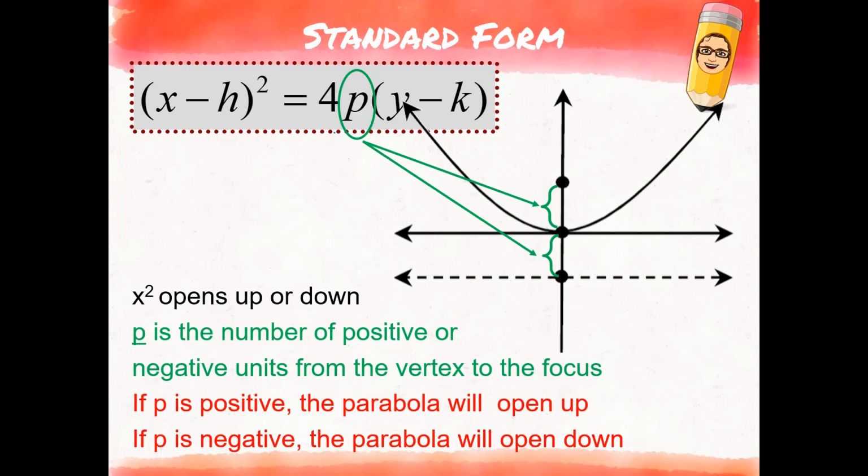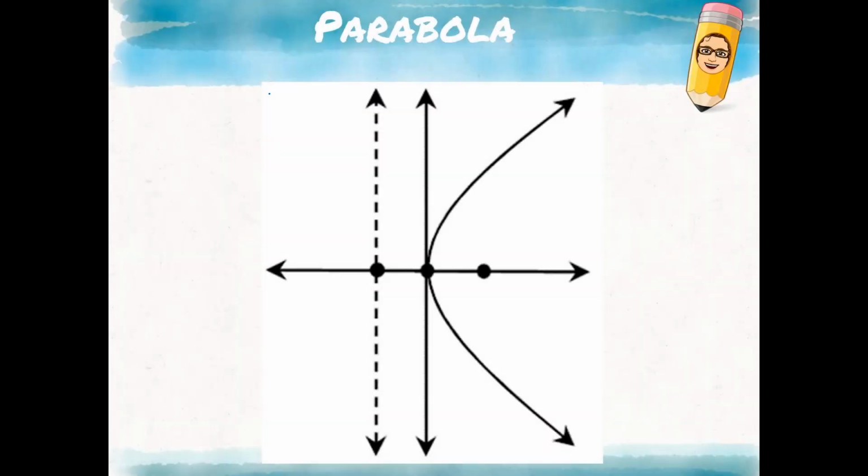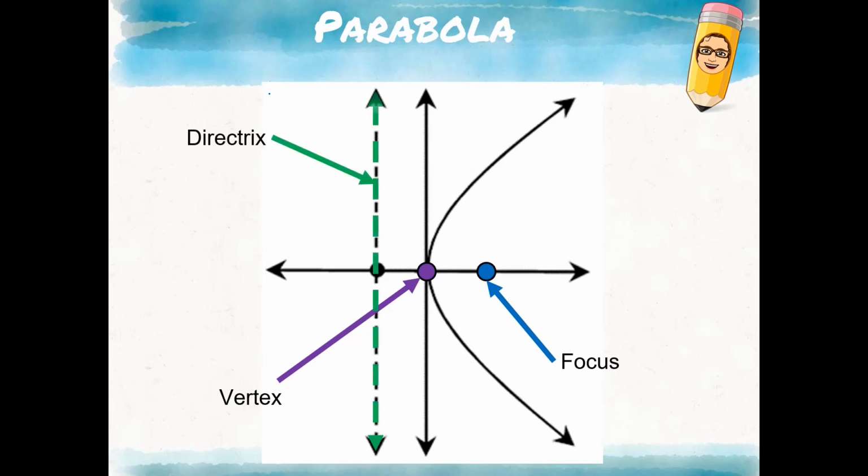So this p-value is going to be the most important thing for us to find each and every time. When my x is squared, that means you're going to be opening up or down. Now, there do exist left and right looking parabolas. Same pieces: we still have a vertex, a focus, a directrix, and that axis of symmetry. Each of those parts of the parabola still exists just like the up and down one. However, they're just kind of turned on our graph.